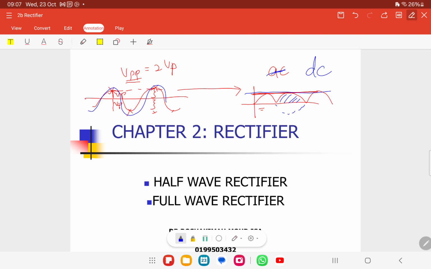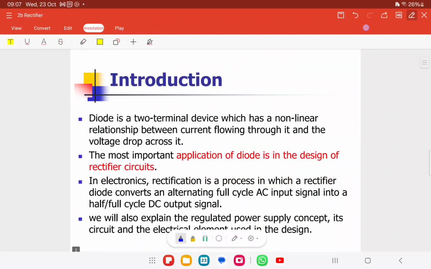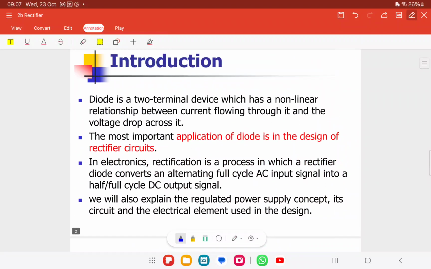Okay. And the rectifier is also used for sensing of amplitude for modulated radio signals. Normally we use it a lot in radio signals. Okay, let us look at the circuit. Applications of diode is in the design of rectifier circuits, meaning that in the rectifier circuit there must be a diode.